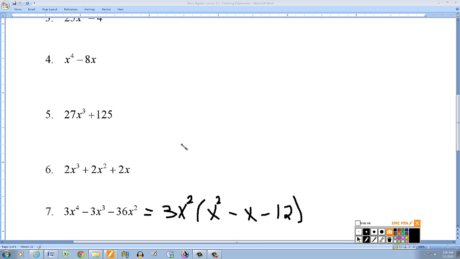x squared, and then this is going to factor into 2 factors. And here's the way it works. The first terms of the factors here have to be factors of x squared. Okay, so that's pretty clear. It's just going to be x and x.